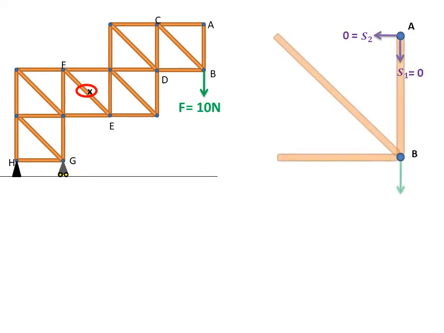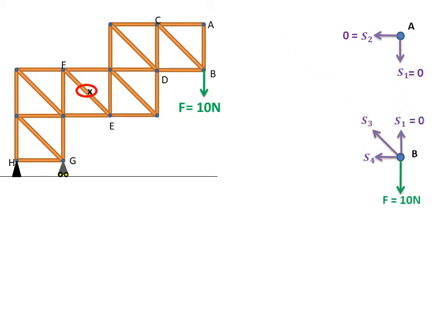Now, let's look at joint B. There are four forces acting on joint B. From the previous step, we already know S1. And, because F is given, there are two unknowns left. By using vertical and horizontal equilibrium conditions, we can find S3 and S4 by simple calculations.